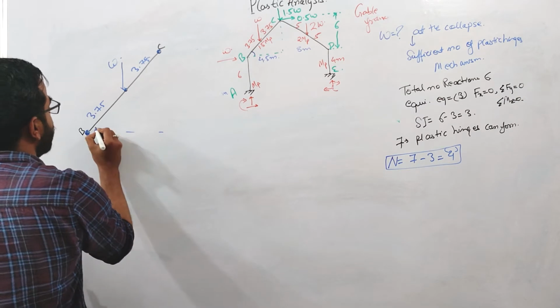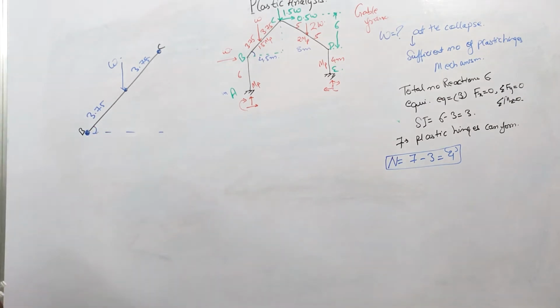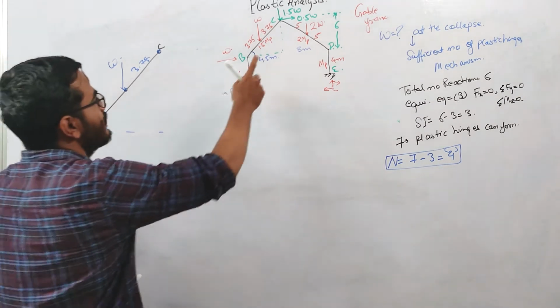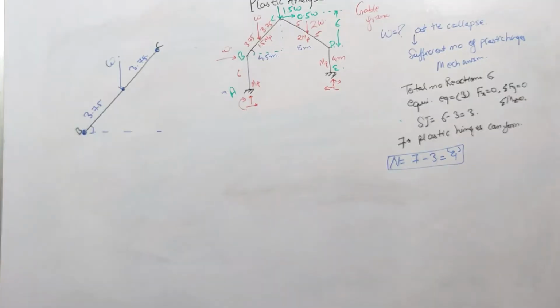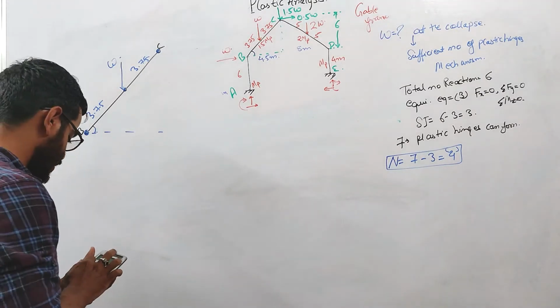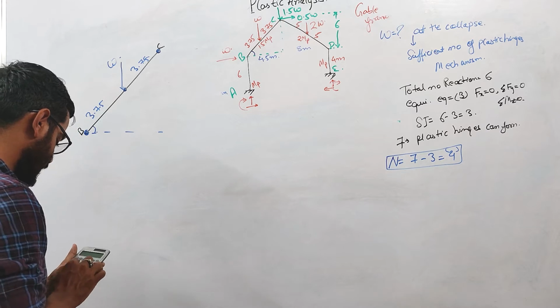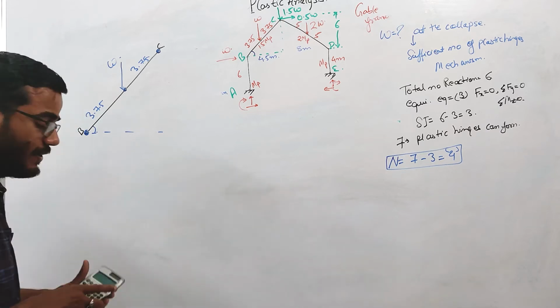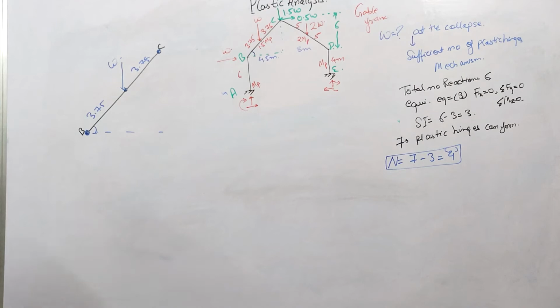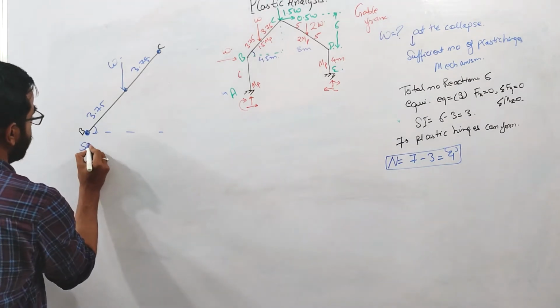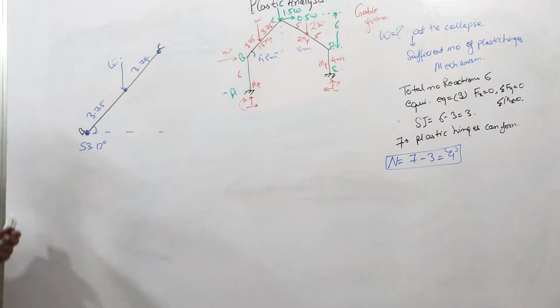We can calculate this angle. This angle will be equal to tan inverse 6 by 4.5. So the value will be shift tan inverse 6 divided by 4.5, 53.13. So this angle is basically 53.13 degrees.